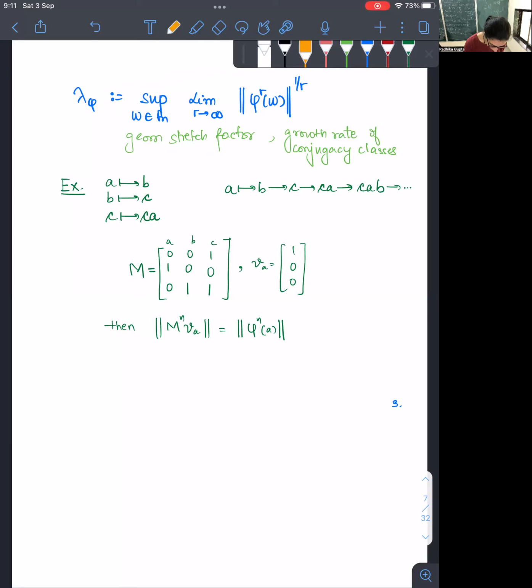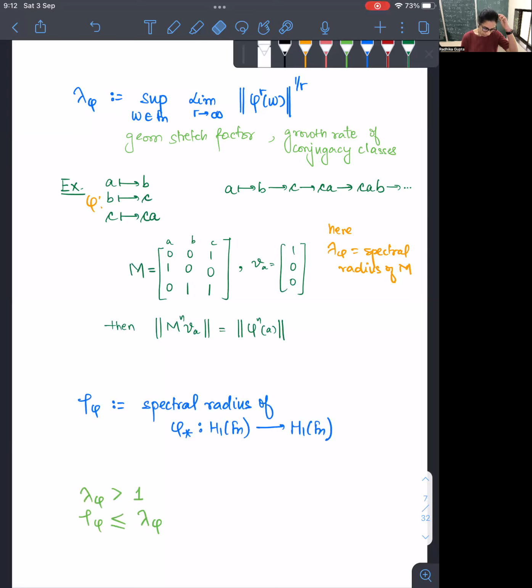So here, lambda phi is the spectral radius of M. So this is phi. So that's the geometric stretch factor. And then by looking at a map induced in homology, which again will be a linear map, I can also talk about the spectral radius of that map, which I define to be the homological stretch factor.